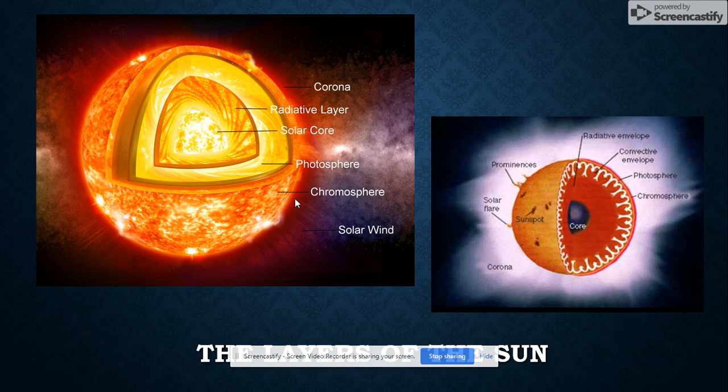And it is approximately 500,000 to 1,000,000 degrees Kelvin.